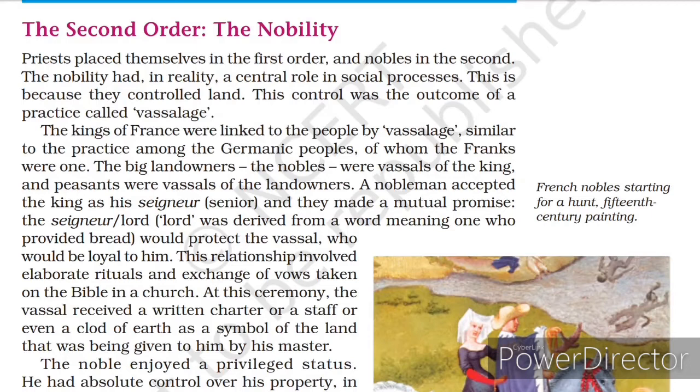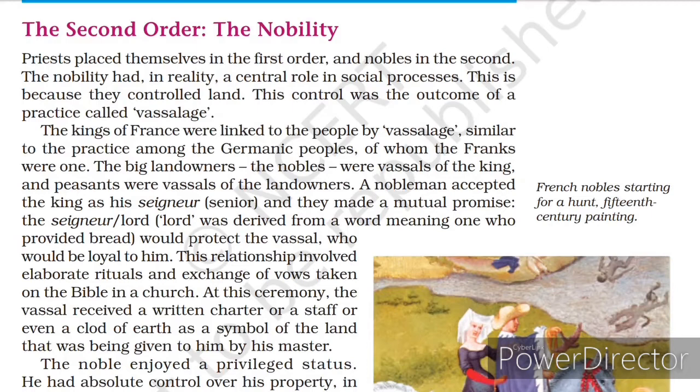Then after that, the master gave the vassal. The master means here the king is the master, the nobility is the vassal. So the king gives some kind of thing to the vassal, saying that this is a proof that I'm giving you a land and you have to serve me loyally.